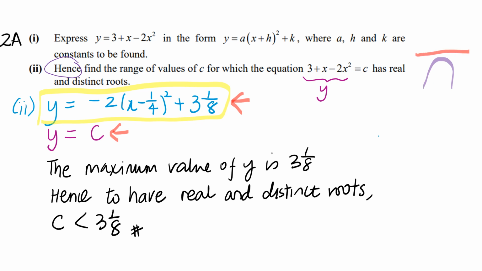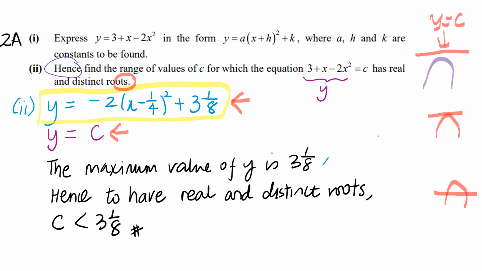How should the line y equals c behave such that it will intersect the curve and give you distinct roots? If you look at what I've drawn, if the line is above the curve, then there are no roots at all, no intersection point. If it touches the curve at one point, that's only one root. But the question says distinct roots, which means more than one. So it has to be in this way. How can we make use of the answer from part 1?